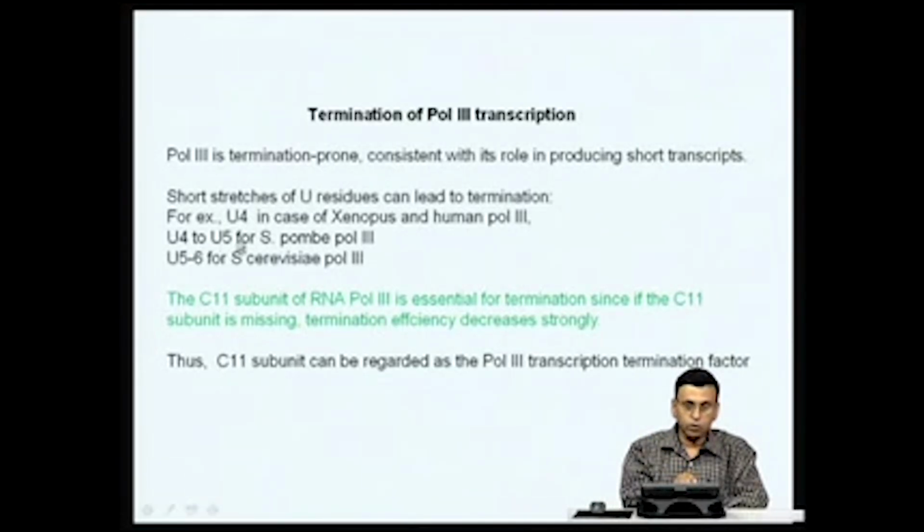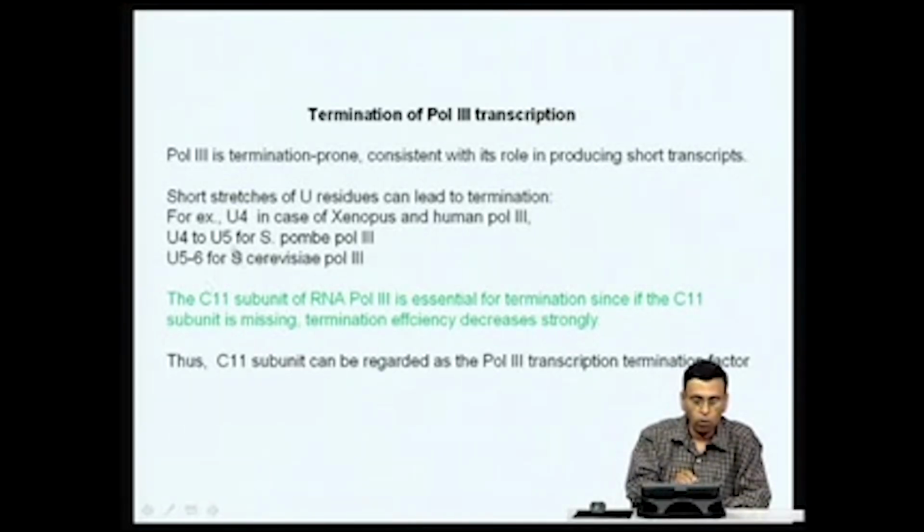For example, in the case of the U4 snRNA, and human Pol III, just 4 residues of U is good enough to bring about transcription termination in the case of human and Xenopus polymerase III, whereas in the case of Saccharomyces cerevisiae polymerase III, about 5 to 6 residues of T in the gene or U residues in the RNA is good enough to bring about transcription termination.